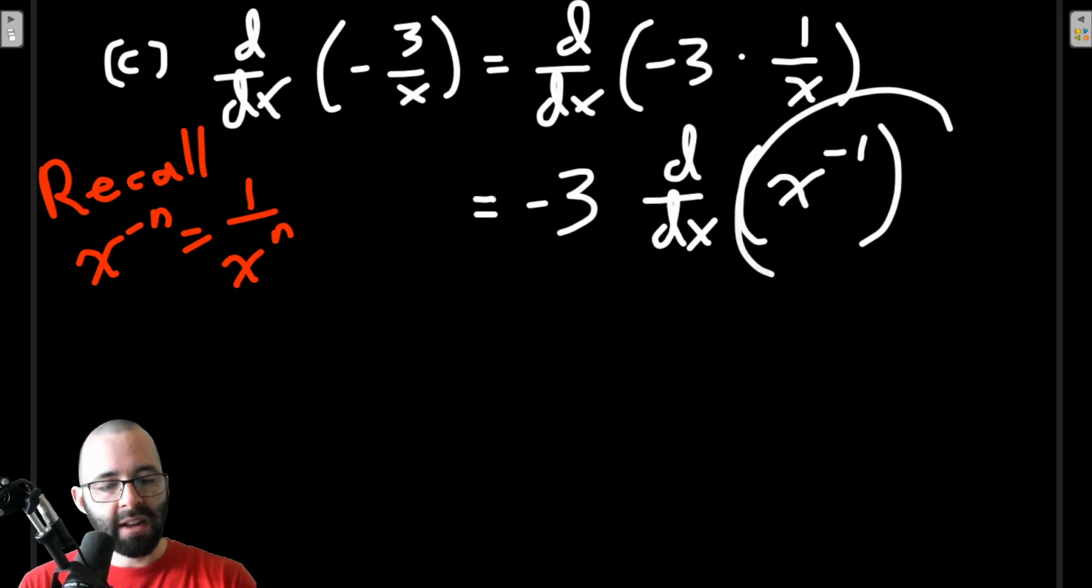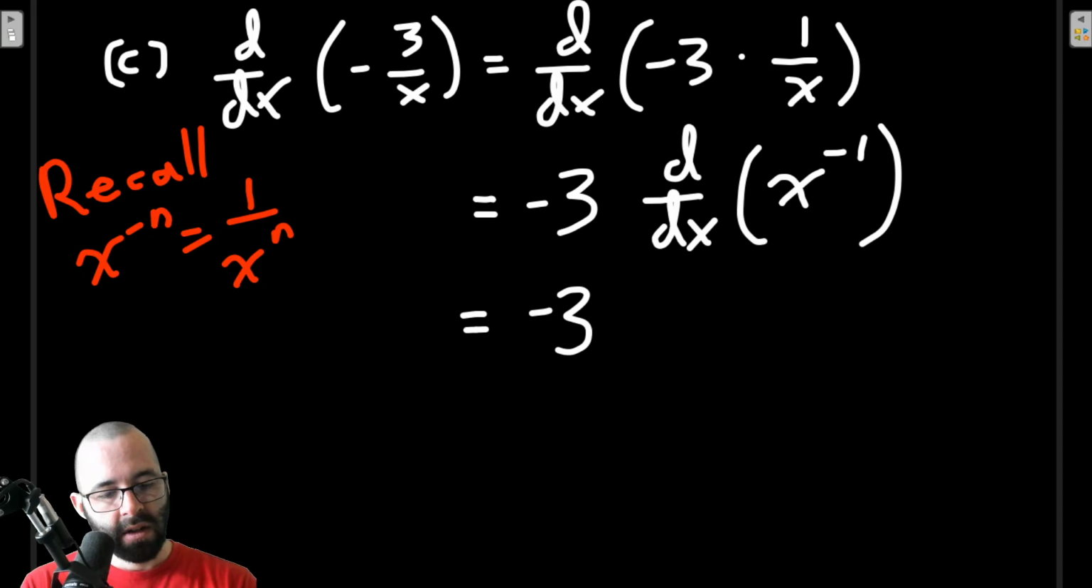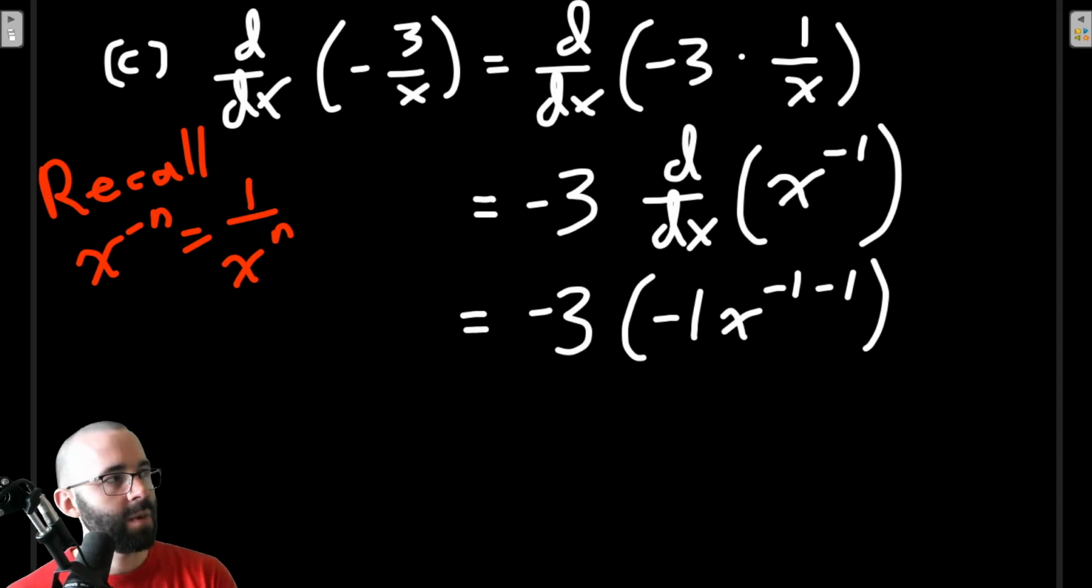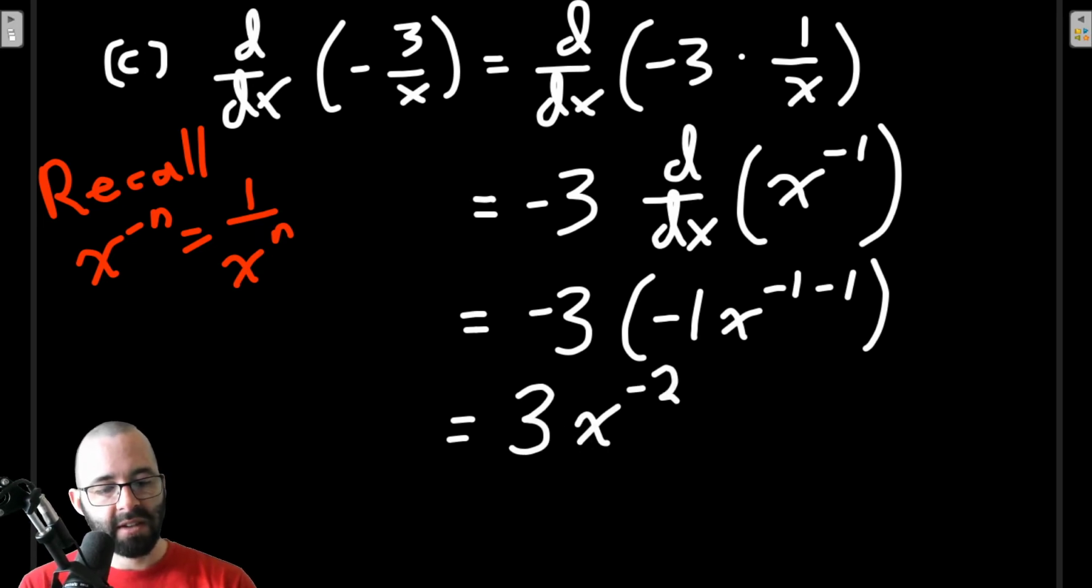And we really like writing things like this because this allows us to use the power rule. Now be very careful here when you use the power rule. The negative 1 comes down and you subtract 1 from the exponent. Negative 1 minus 1 is negative 2, okay? So this becomes negative 3 times negative 1. That's going to become a positive 3. And negative 1 minus 1, that's going to become a negative 2 like so.